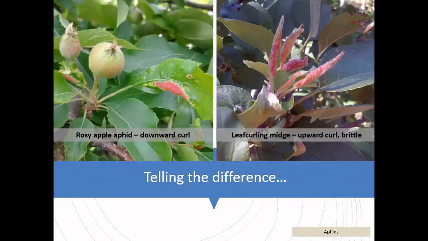Damage to the leaf can look quite similar to some other pests that are present in the orchard. This picture is comparing rosy apple aphid leaf damage to that of leaf curling midge. As you can see, both can turn the leaf a nice bright pink hue and cause leaf curling. With rosy apple aphid, this curling typically happens downwards with the aphids feeding on the underside of the leaf. Leaf curling midge, on the other hand, forms a gall, so the curls are very tight. They also curl upwards and into that inner vein.